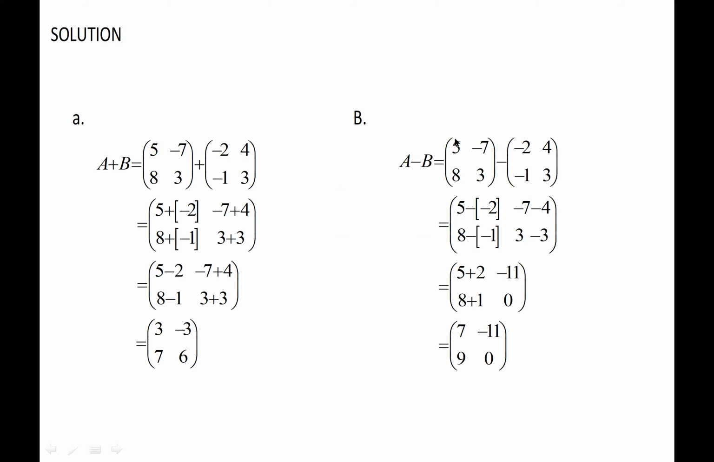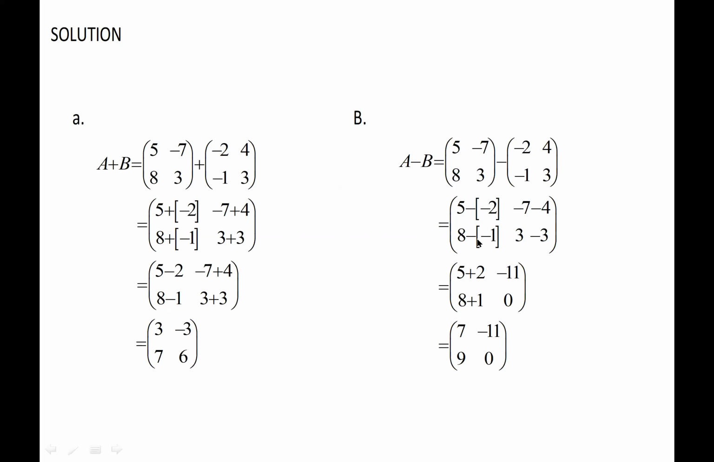Notice it's corresponding, this with this one, this with this one, and this one with this one. They're corresponding, so be careful what you're working with. And when you have minus, remember that the minus will reverse the sign. It changes it, so it becomes a plus.